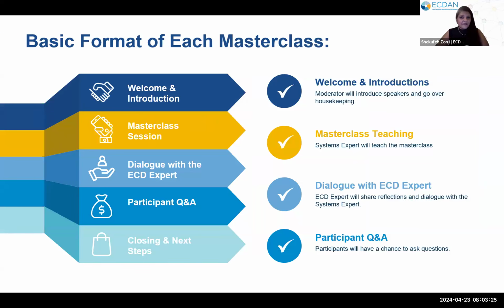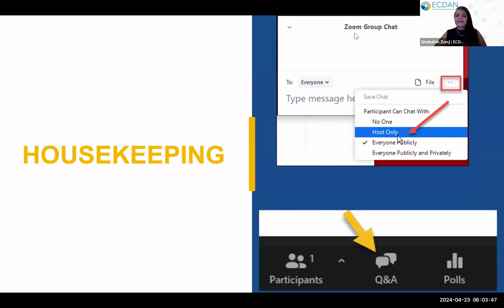All right, the basic format for each of the sessions will be the following. We'll have welcome and introductions as we're having now. We'll have the main Masterclass session. Then we'll have the dialogue with the early childhood expert, where they'll share their reflections with the systems expert. We'll have participant Q&A and then the closing and next steps. This is just a rough outline. Each session may be slightly different.